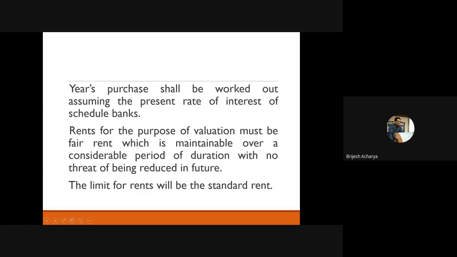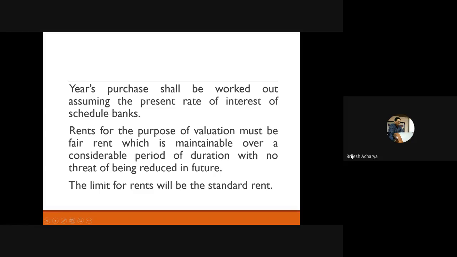So rents for the purpose of valuation must be fair rent which is maintainable over a considerable period of duration with no threat of being reduced in future. So this rent should be such that it remains continuously for a considerable period. It should not happen that after some time the rent goes down. As I said, the purpose is taking a loan from the bank, and he has shown some rent, and based on that the valuation is done and the bank has given some loan to this particular owner. But after say 2 years, 3 years or 5 years, if the rent has gone down, the value of the property will also go down, and it should not happen that the loan given by the bank is more and the value of the property is less. From this example you can understand the importance of fair rent, right?